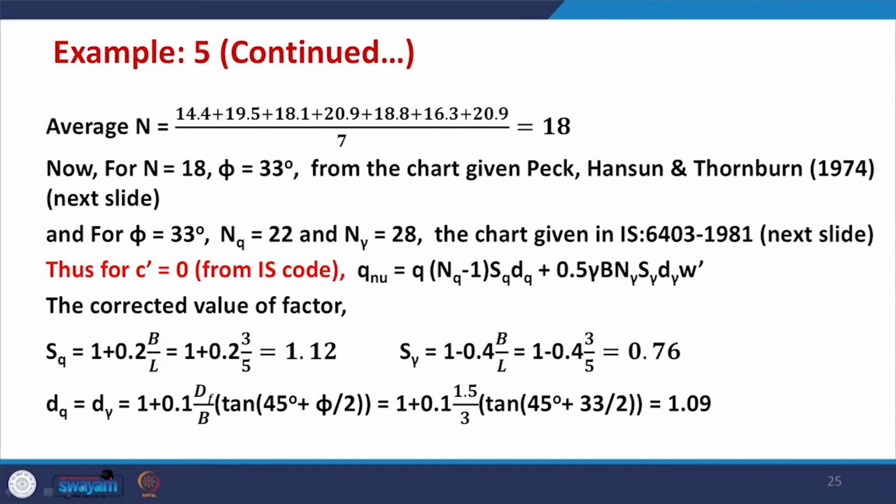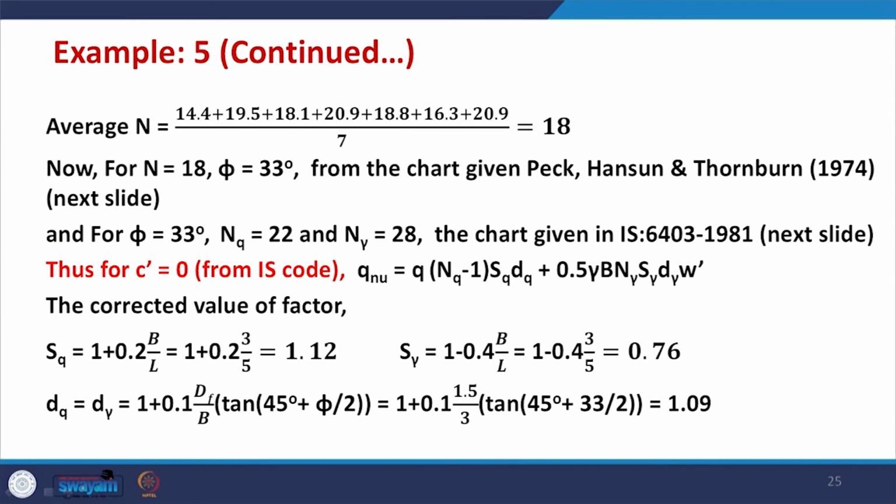So, you need to apply the correction due to the shape factor and depth factor also. The corrected value of shape factor is here, which is B by L, where B and L are in the ratio 3 by 5, and once you put the numbers SQ comes out 1.12, this is 0.76, and when you apply the correction for depth factor, which is given according to IS code, 45 degree plus phi by 2. So, once you put all these numbers, phi is given 33 degree calculated, and you come out to be 1.09.